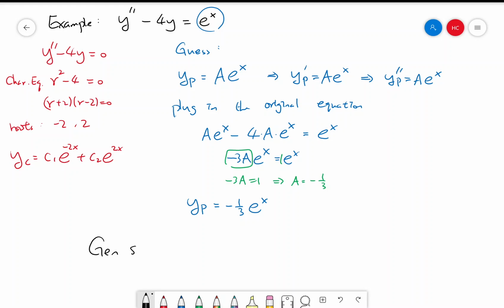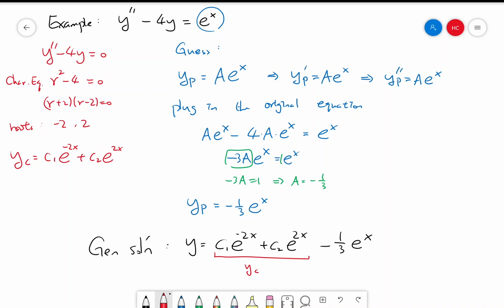So the general solution of this non-homogeneous differential equation is y equals c1 times e to the -2x plus c2 times e to the 2x minus 1/3 times e to the x. So again, this is the complementary part, and this is the particular part.